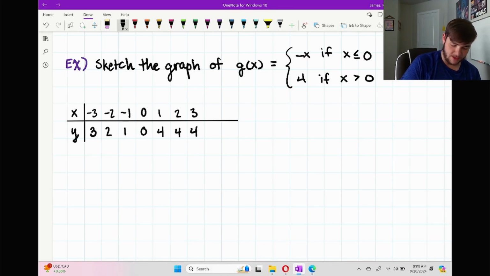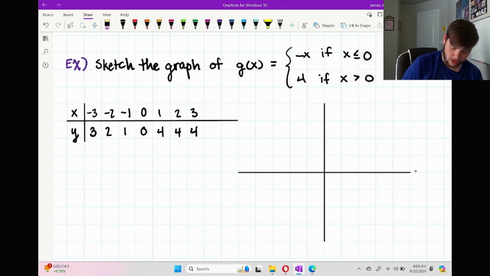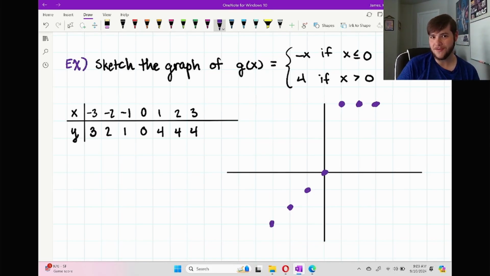So how do we graph this? Well, for starters, we need a coordinate axis. Now let's plot all of those points. Go ahead and pause the video here, see if you can do it on your own. Here's what they look like.